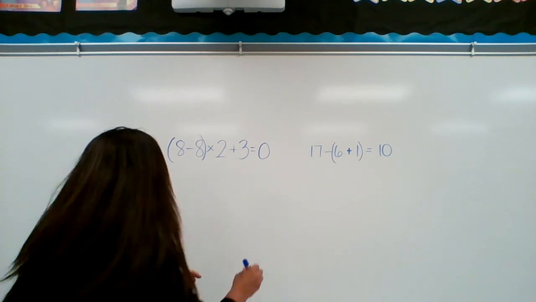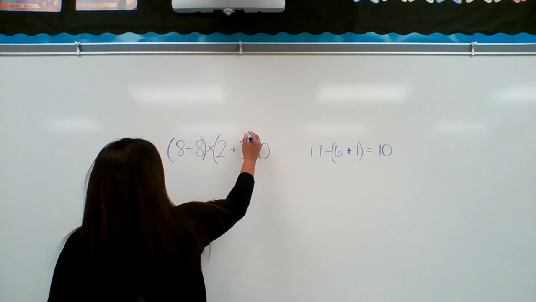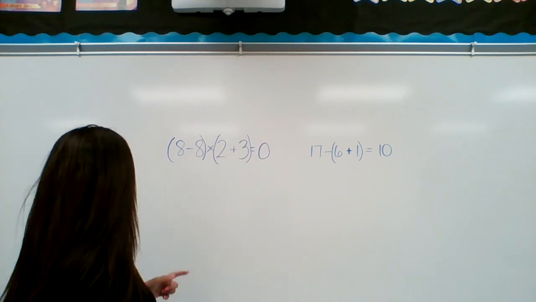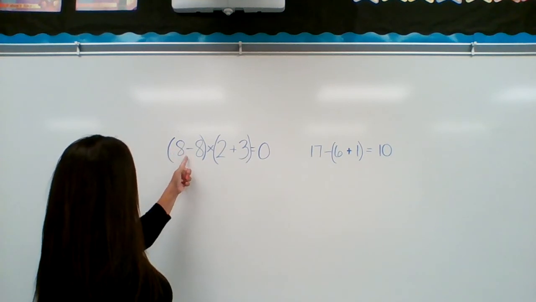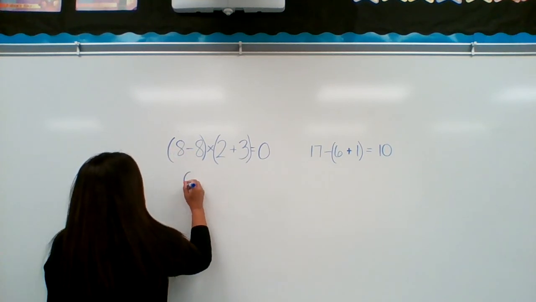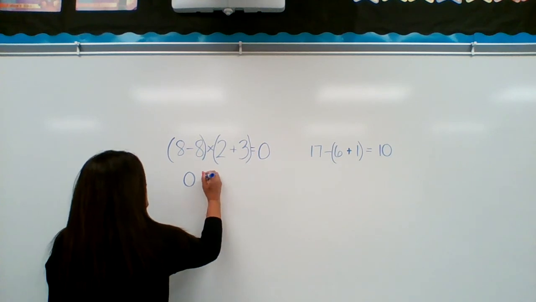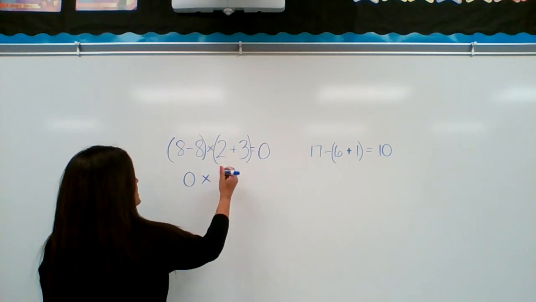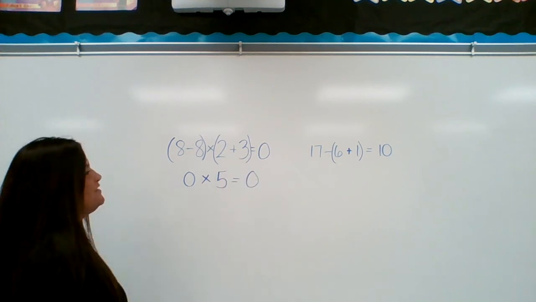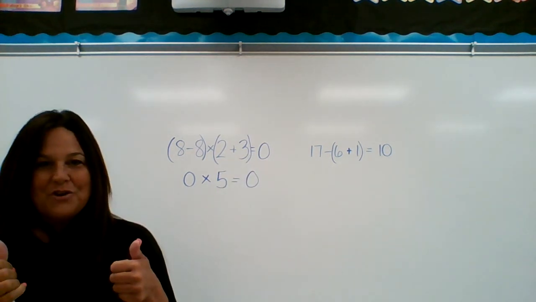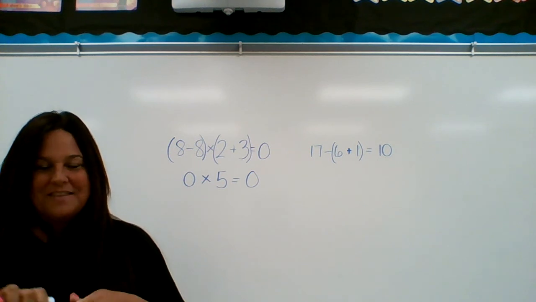I have an idea. Let's see what happens when we place the parentheses here. So I'm going to work inside the parentheses first. 8 minus 8 is 0. Bring down my multiplication. 2 plus 3 is 5. And 0 times 5 is 0. So that was the correct place to place those parentheses.